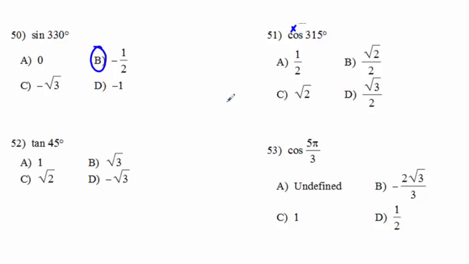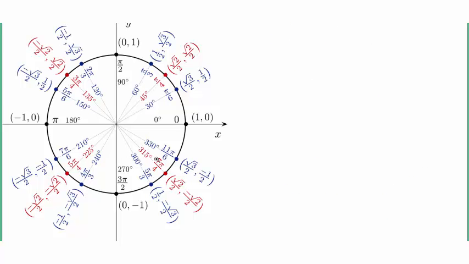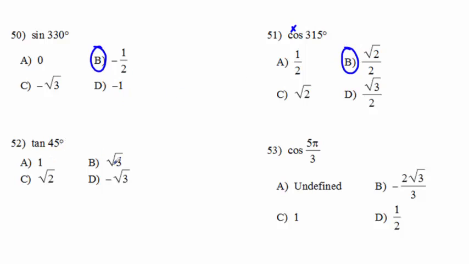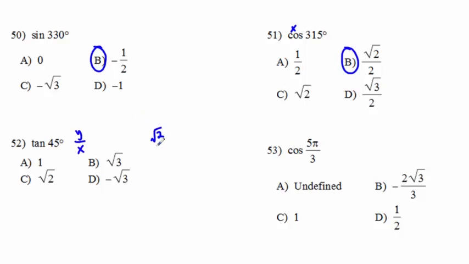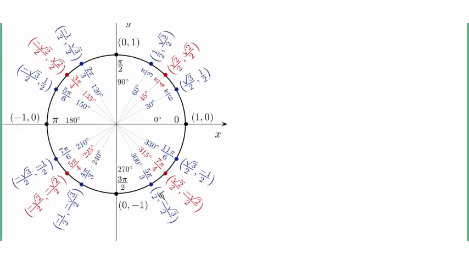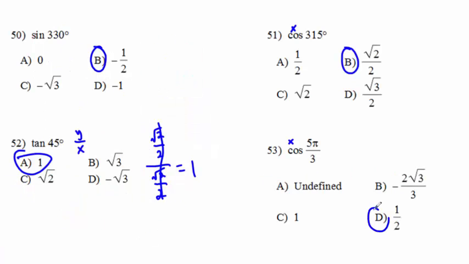Cosine of 315 is the x value at 315. So at 315, my x value is square root of 2 over 2. Tangent of 45. Tangent is our y value over our x value. So that means we need all of what's on the point. At 45, square root of 2 over 2 over square root of 2 over 2. Well, those are the exact same thing, and so they're going to cancel each other out and leave us with 1. And then finally, cosine of 5 pi over 3. So our x value at 5 pi over 3 is 1/2, which is D.